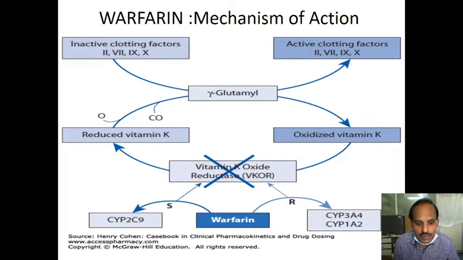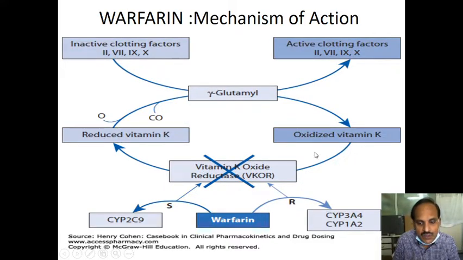Now again this is the representation of the mechanism of action. This is even more clear because I have put in factor 2, factor 7, factor 9, factor 10 here. So factors 2, 7, 9, 10, under the influence of gamma glutamyl carboxylase with the help of reduced vitamin K, become active forms 2, 7, 9, 10, and this reduced vitamin K in the process becomes oxidized vitamin K. To maintain this conversion of inactive clotting factors to active clotting factors on a continuous basis, the oxidized vitamin K should continuously become reduced vitamin K.